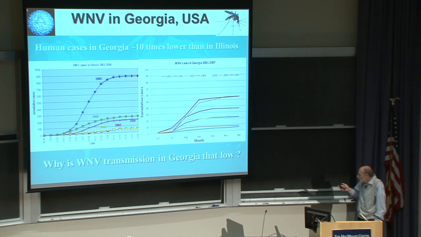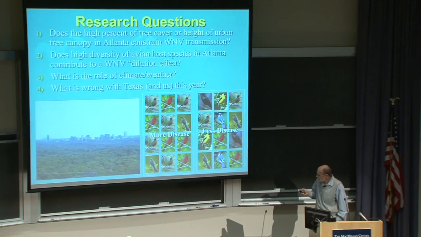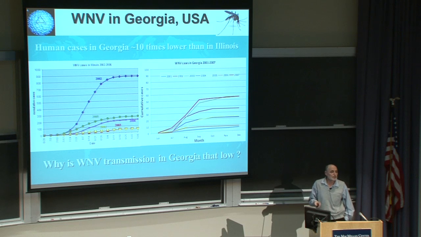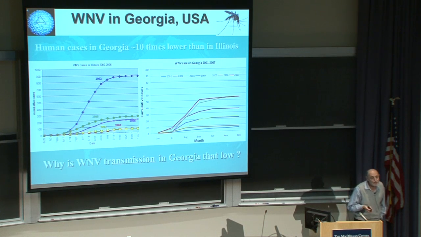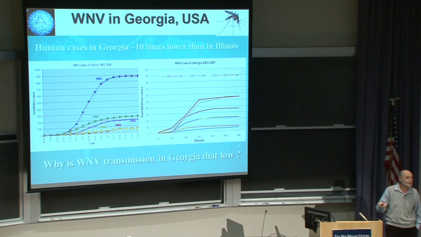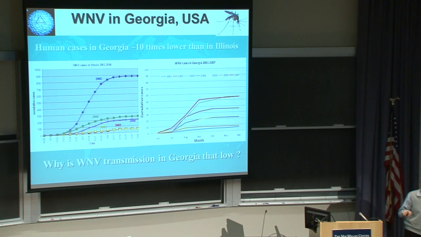And one of the big questions, and it's still a big question, is why is transmission in Georgia so low? In fact, until this year, the question was why is transmission in the South so low? I think most of us in West Nile virus, if you had asked us when it came to the US to predict where it will do really well, you probably would have said New Orleans, Miami, I don't know, Montgomery, Dallas, etc. That has not been the case.